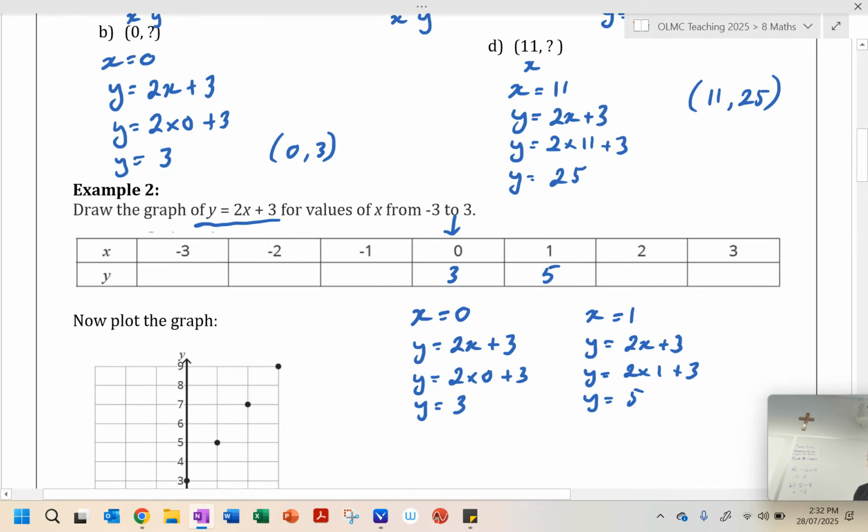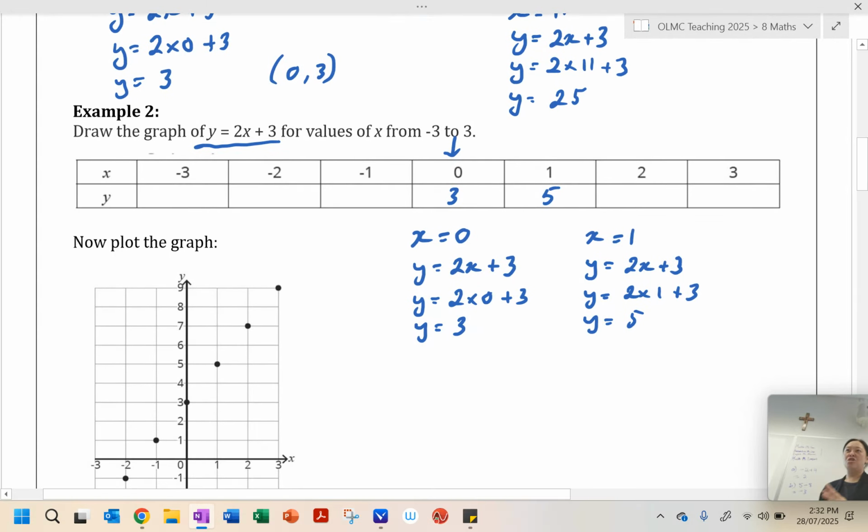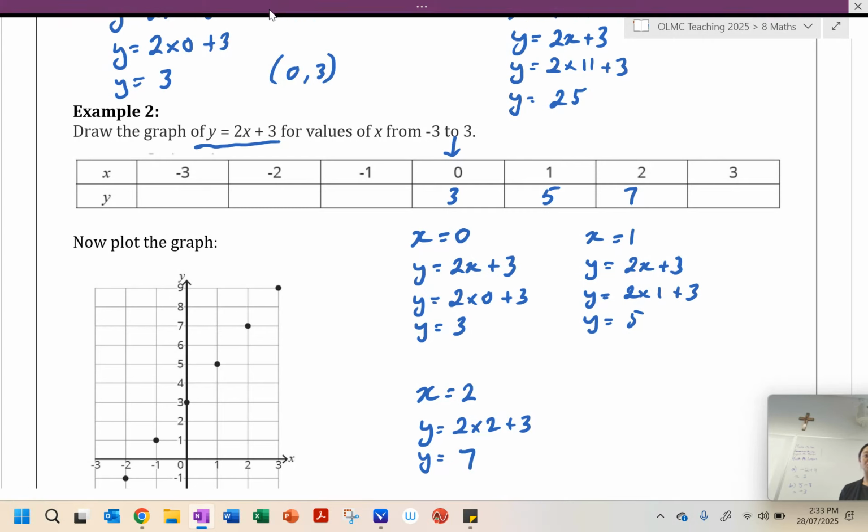Some of you might be able to predict what the next one might be, but we have to test it. I always say you got to do at least 3 to know the trend. Okay, maybe even 4 sometimes. So we'll do x equals 2 next. Y equals 2 times 2 plus 3. So that's going to be 4 plus 3, which is 7. Does anyone see a pattern? Yeah, it's going up by 2 each time.